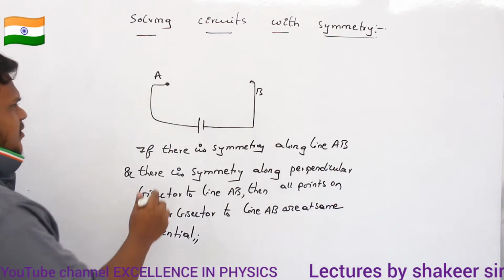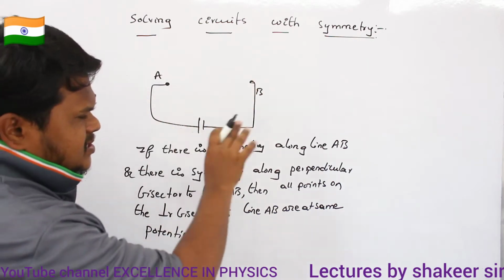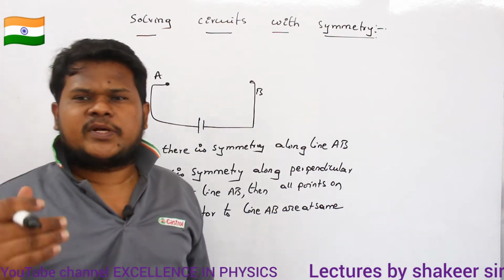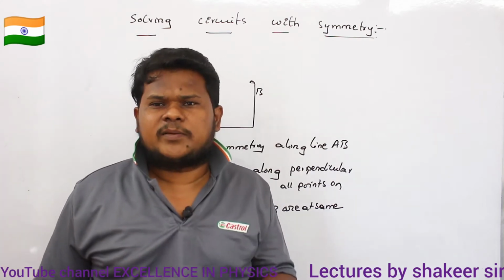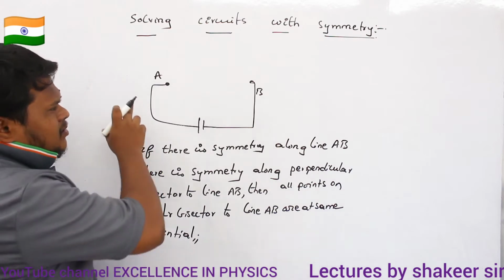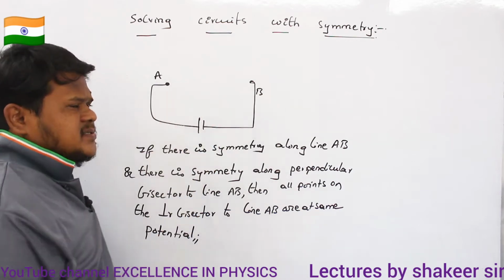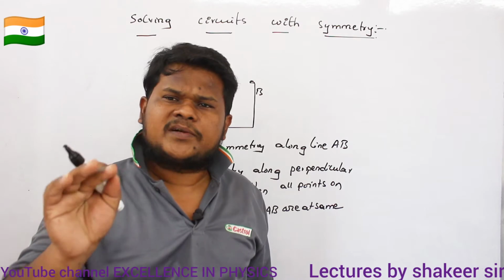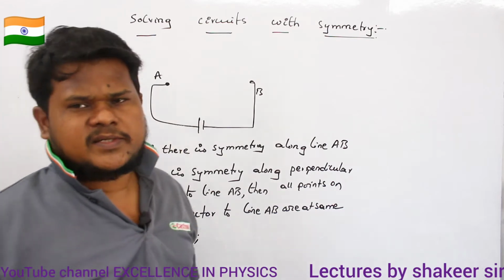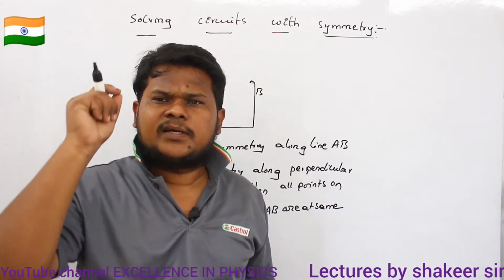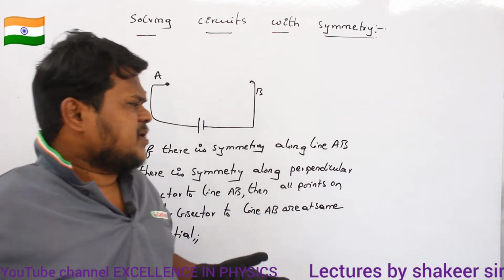So what he is saying here, for example, if this is the line AB, and along this line there is a symmetry, what is meant by symmetry along this line? If you see the circuit above this line AB, or below this line AB, and there is a symmetry, then on the perpendicular bisector to the line AB, every point should be at same potential. What is meant by perpendicular bisector?